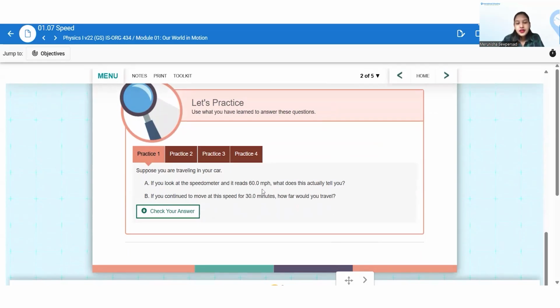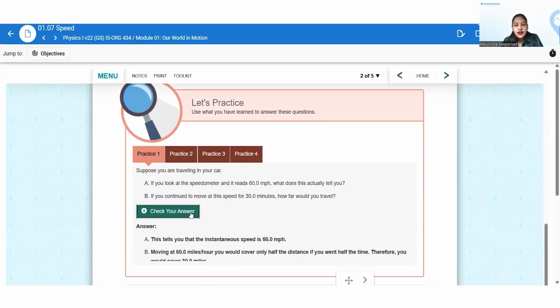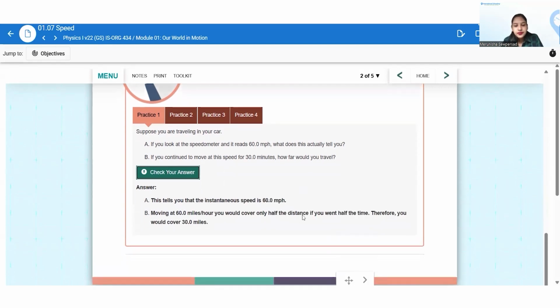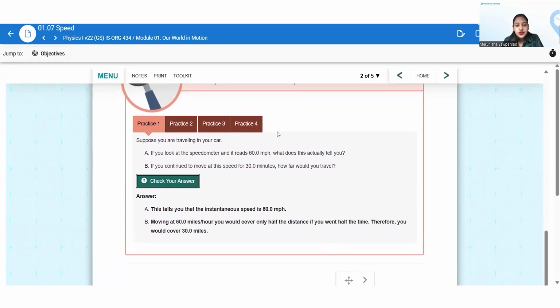So it means every hour we travel 60 miles. Okay, if we continued at this speed for 30 minutes, how far are we going to travel? So in 1 hour, we did 60. In half an hour, we're going to do 30. So now that's 90 in total.